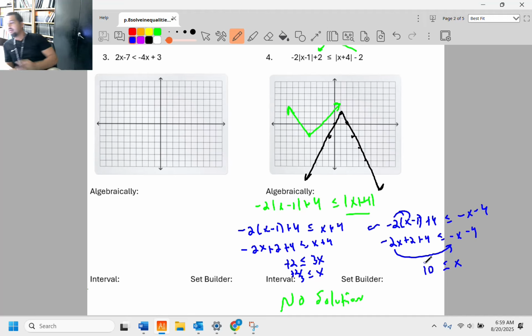It's saying if x is greater than 10, this is true. And it most certainly is not true. The graph is saying there are no solutions. So, the moral of the story is trust a picture over algebra. Trust a graph over algebra.